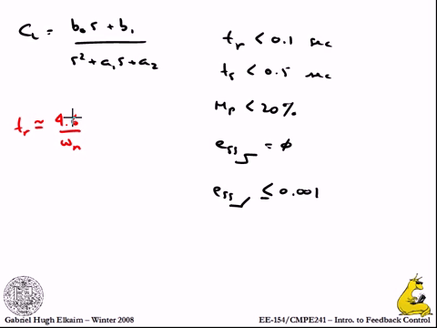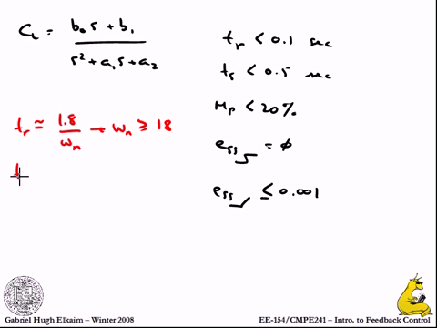Is it 4.6 over omega n, or is it 1.8 over omega n? No, it's 1.8 over omega n. You guys got the other. That's the settling time. This is 1.8 over omega n. So this means that omega n, if that's 0.1, omega n is greater than or equal to 1.8 over 0.1, 18.